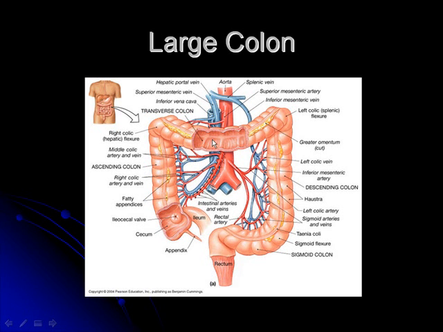You also should note the portions of the bowel: the cecum, which receives material from the small intestines via the ileocecal valve; the ascending colon; the hepatic flexure or the right colic flexure; the transverse colon; and then the left colic flexure or the splenic flexure; then the descending colon; and then the rectosigmoid colon.